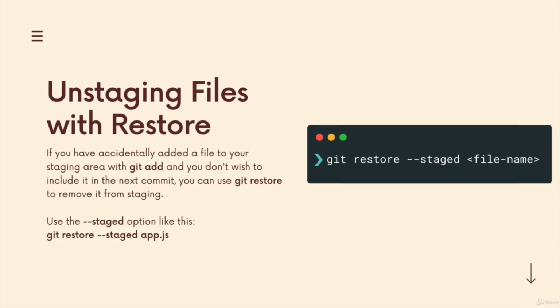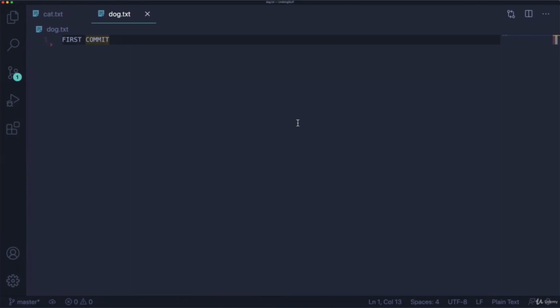Okay. So the second use for git restore is to unstage files that we currently stage. So if we made a mistake, we stage something, it's going to be included in the next commit, and then we decide, we really don't want that, we can unstage it using git restore and then --staged and a file name. So I'll demonstrate this.